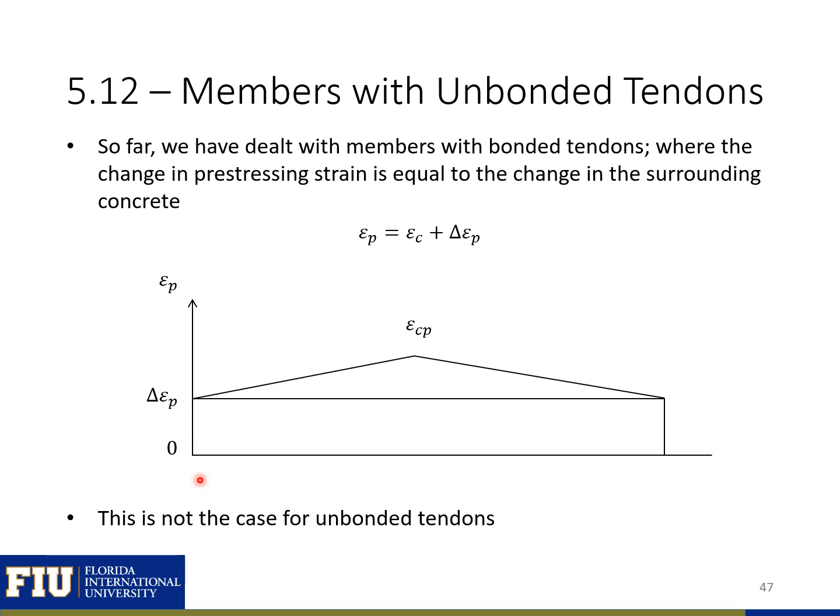So this varying strain along the length will only happen with bonded tendons. With unbonded tendons, this strain profile is not true. So we'll talk about in the next slide what the strain profile will look like with unbonded tendons.